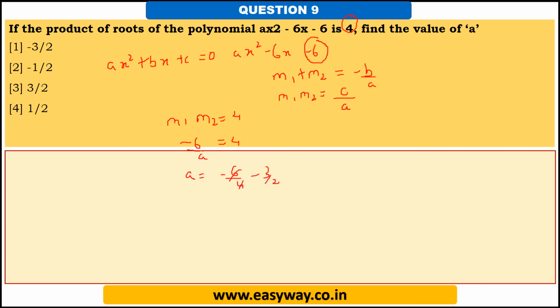So you have to remember both of these equations. That is, the product of the roots is c by a and the sum of the roots is minus b by a for a quadratic equation of power 2. So the answer we are getting here is minus 3 by 2.